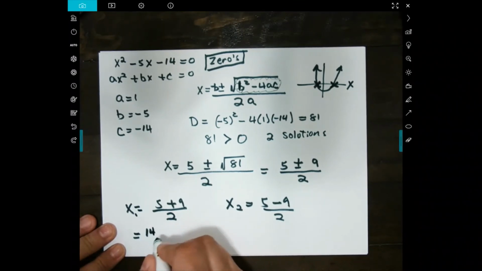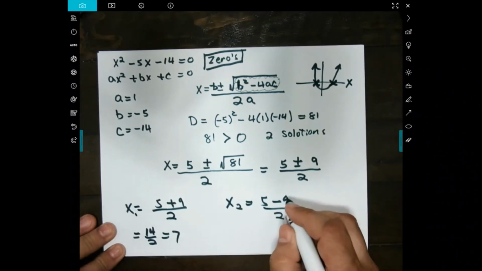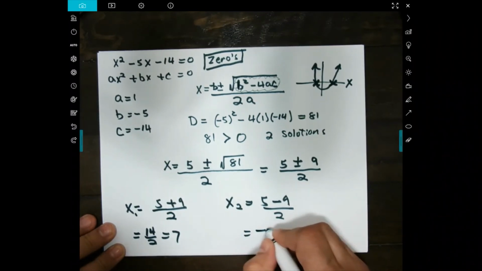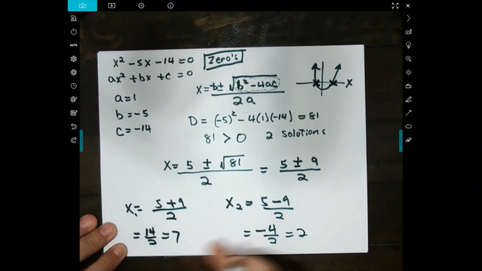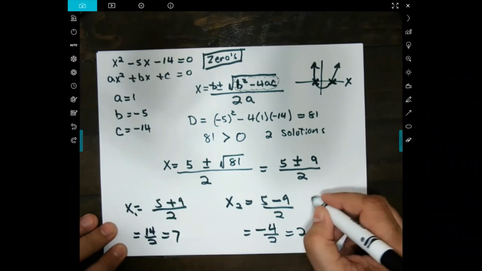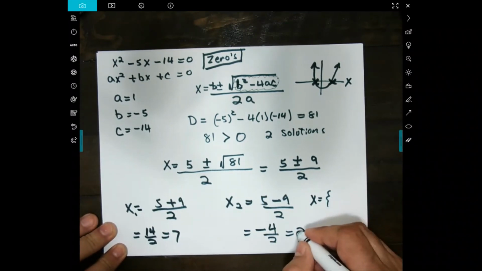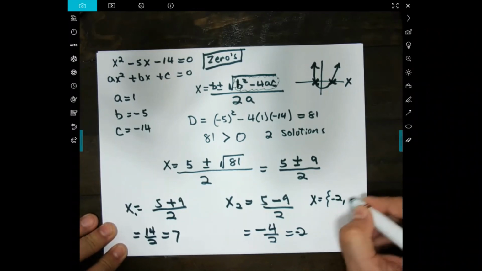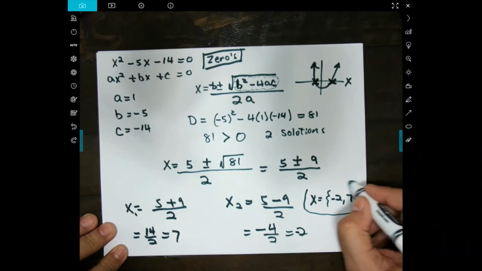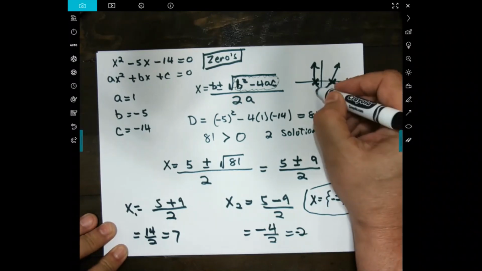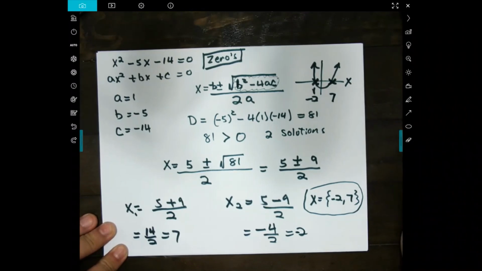That happens to be equal to 14 divided by 2, which equals 7. And what do we have here? Negative 4 over 2 equals negative 2. So here are our solutions: x equals negative 2 and 7. So we know that's our answer. And on this graph, this would cross at negative 2, and this would cross way over here at 7.